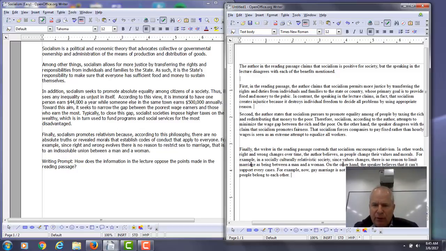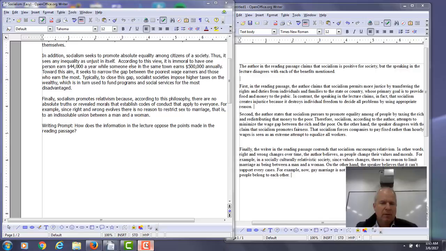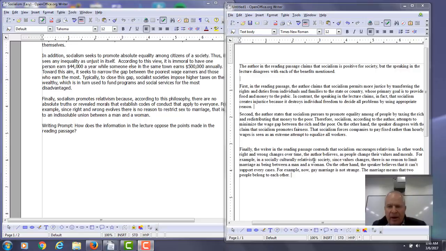Okay, so let's go to your next paragraph. You say, on the other hand, the speaker believes that it cannot support every case. What does it mean? Okay, in the last paragraph, you say the speaker believes that it. And what does it mean?